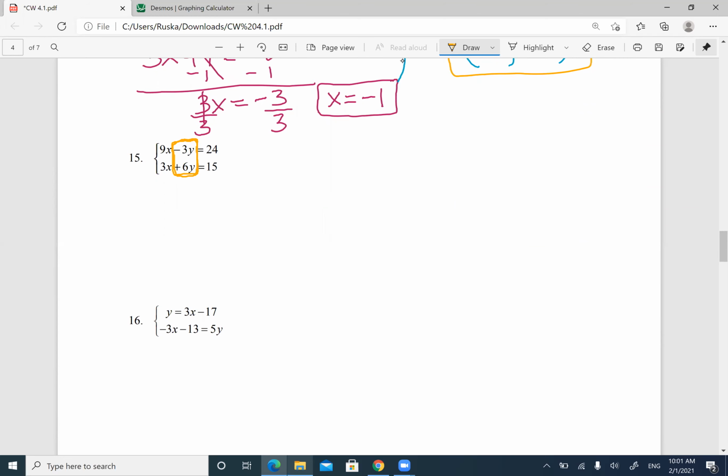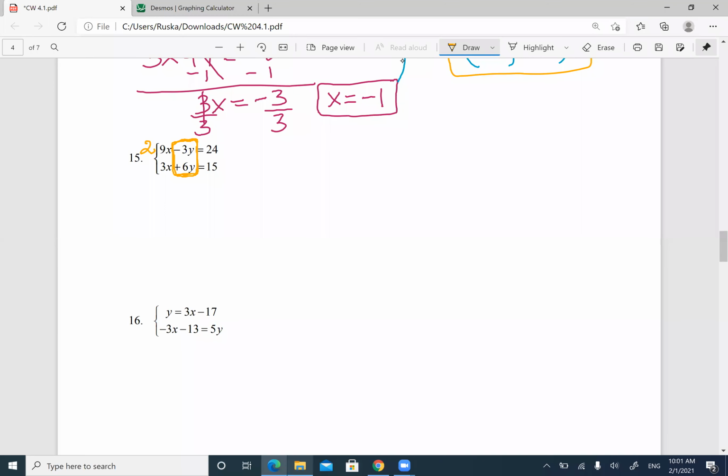So the first number is -3, the second number is 6. So which equation am I going to multiply, the first or the second, to match the numbers? The first one by 2. Good job. You're going to multiply by 2, because 2 times -3 is -6, which matches the bottom one.